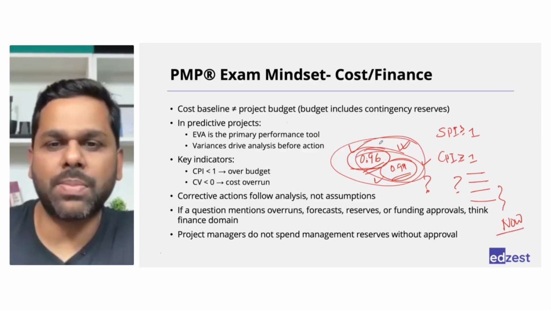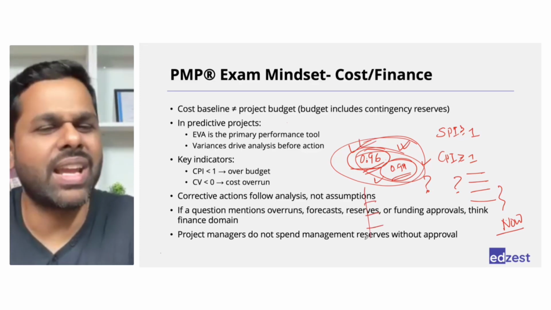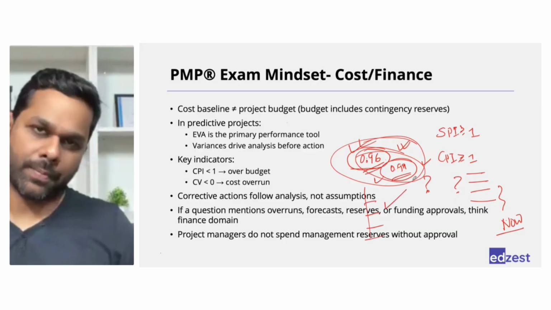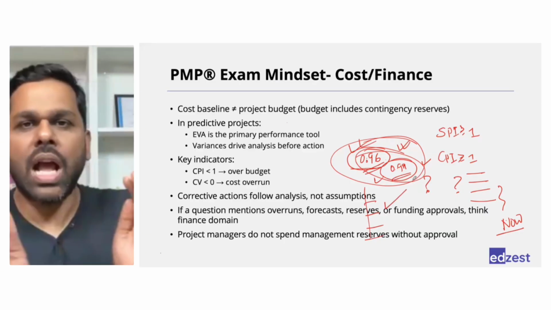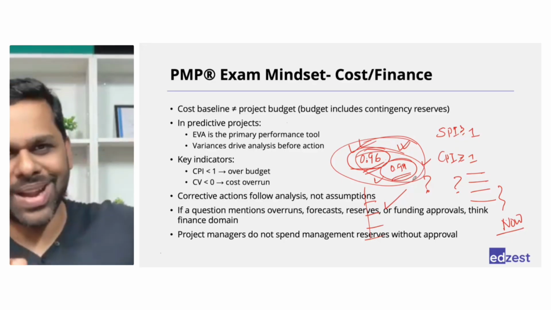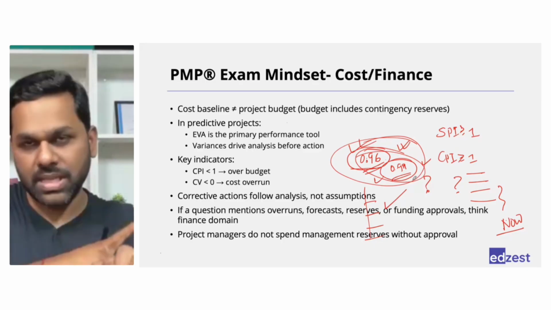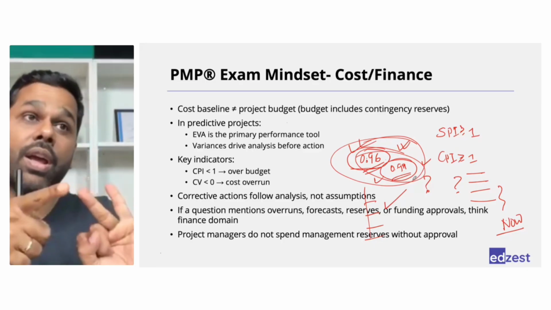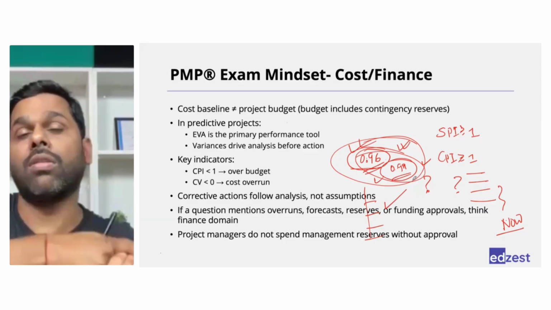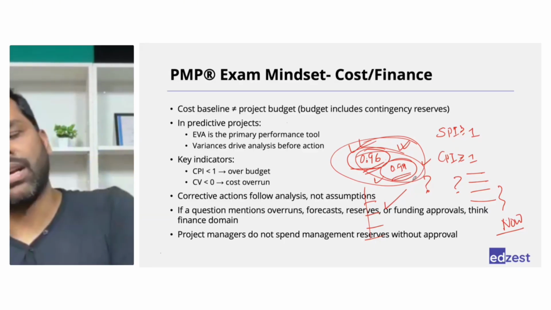They will tell you that your SPI is 0.96. What will you do now? There will be some options of fast tracking, crashing, something of that sort. Whichever is applicable, you will select that. So in the exam, they will not ask you how to calculate SPI and CPI. Very simple thing, not a project manager's responsibility. The project manager's responsibility is to understand what that number means, figure out why that problem happened, and then figure out how to solve it. That's the project manager's job, and that will be tested in the exam.